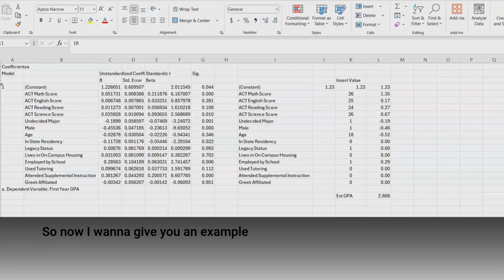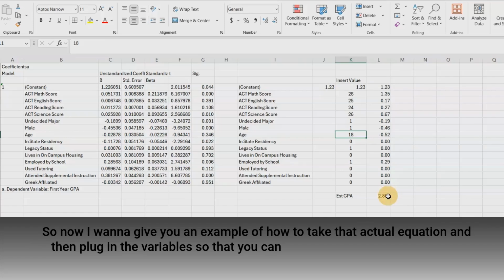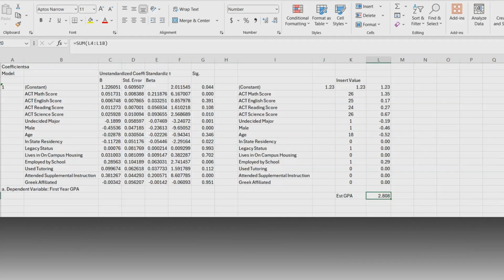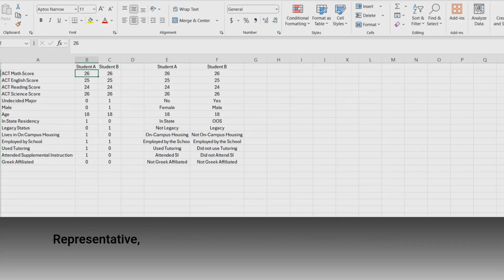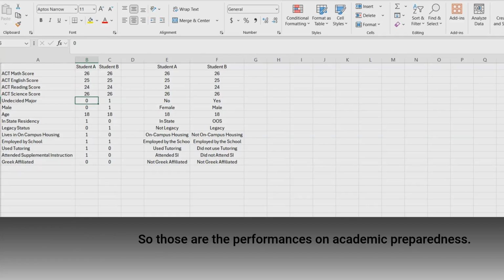So now I want to give you an example of how to take that actual equation and then plug in the variables so that you can actually estimate the GPA points. So we just saw in the example of student A over here, these are the representatives. So ACT math score 26, English 25, reading 24, science 26. So those are the performances on academic preparedness.